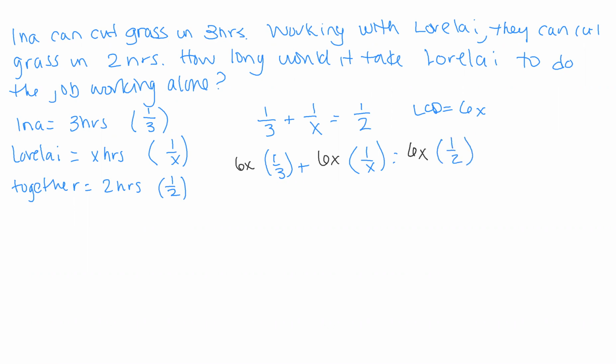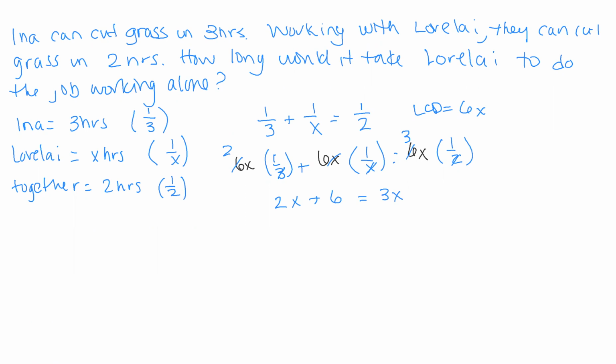All right, so we've multiplied each term by the LCD. We want to start canceling. So this 3 goes into 6 twice, so I'm left with 2 times x times 1, or just 2x. For the middle term, the x's cancel, so I'm left with just 6 times 1, or 6. In the third and last term, 2 goes into 6 3 times. I'm left with 3 times x times 1, or 3x.